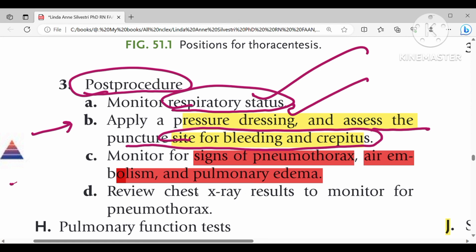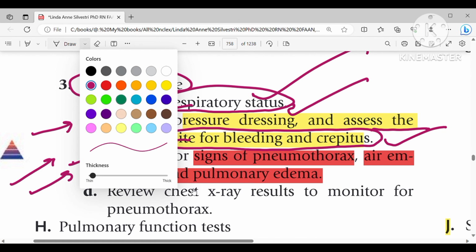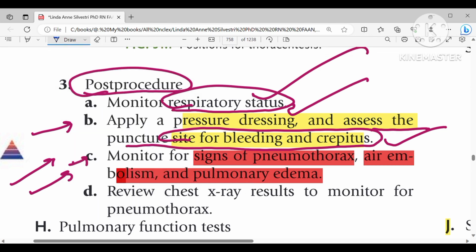Whenever we make an incision or give a needle, we should assess for any signs of bleeding or crepitus. Monitor the signs of pneumothorax. This is very important. What we need to do?